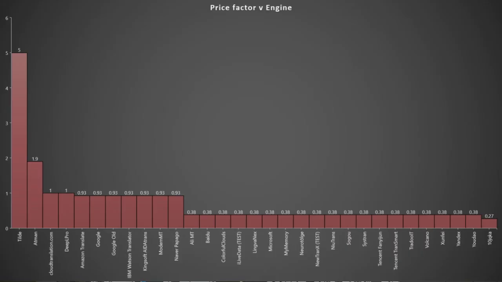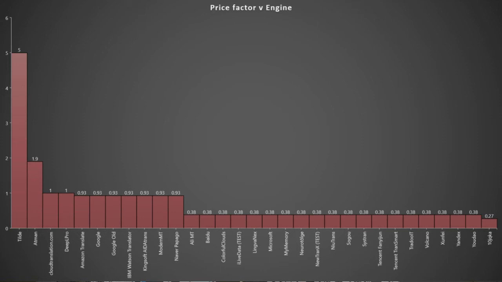To make it easier to see and understand, I have created this graph. You can see here that the most expensive one at the left is Tilde, which is crazy expensive and has a price factor of 5. After that, you get Atman, which is at 1.9. And then you have two engines that are at a price factor of 1, cloudtranslations.com and DeepL Pro. So with these two, each time you use a character, it will be deducted from whatever you have purchased on GT4T.